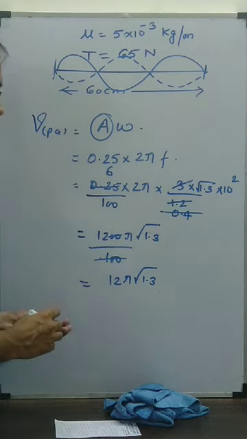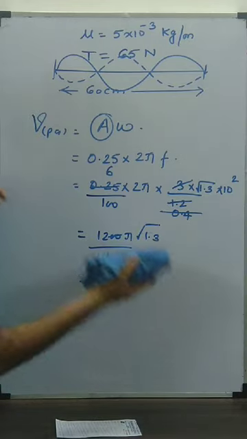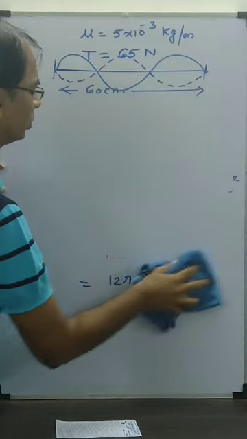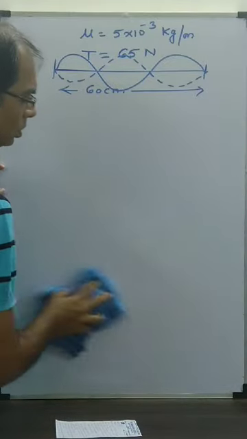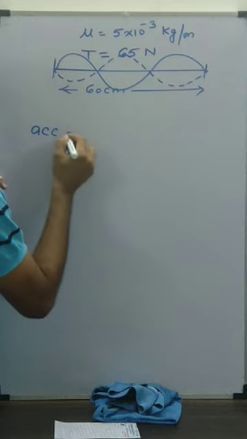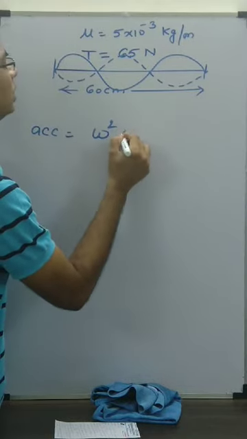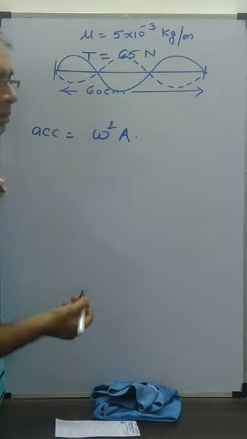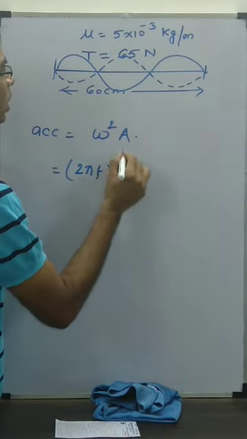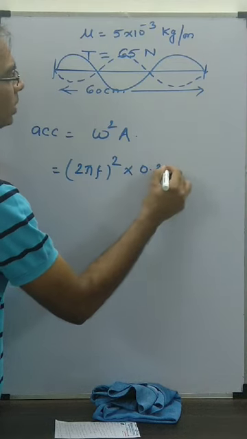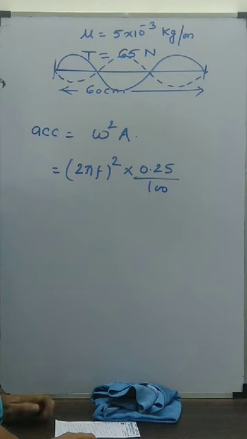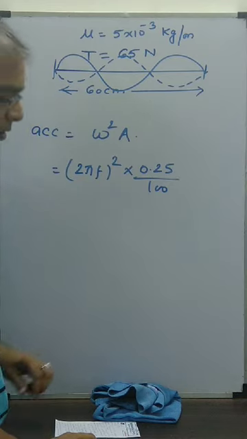Okay. Then second thing is, what is its acceleration? Acceleration formula also we know. They are asking at the antinode, so no problem here. Because the particle is doing simple harmonic motion, acceleration will be omega square A. Omega means 2 pi f, square. A value we know, 0.25 centimeter. So that's it. Put the value, you will be getting the answer for acceleration.